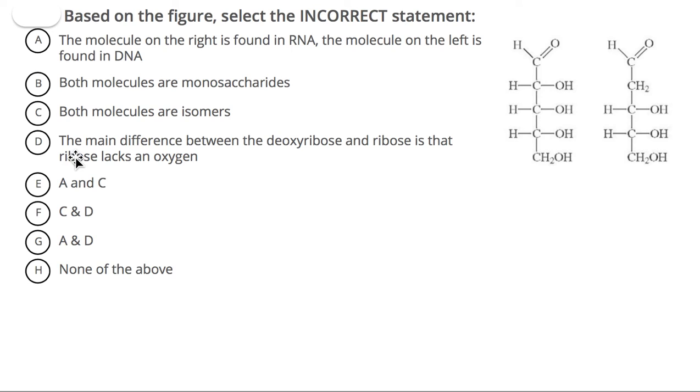Let's look at option D. The main difference between deoxyribose and ribose is that ribose lacks an oxygen. Well, we already covered that. Deoxyribose is the one that lacks the oxygen, not ribose. So ribose is right here. Ribose does have the oxygen. So this statement is false as well. So option A, option C, and option D are the incorrect statements, and none of those statements are here. So the answer will be none of the above.